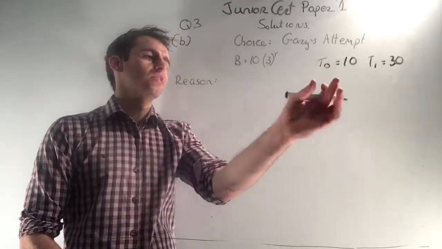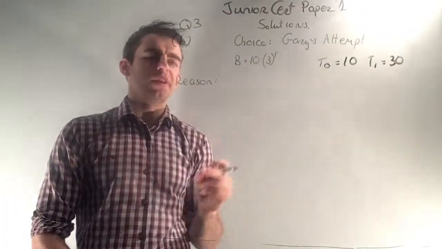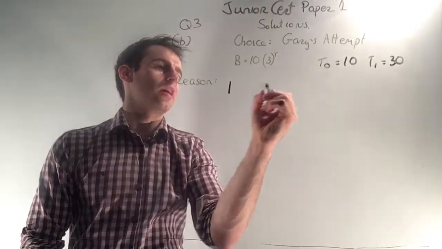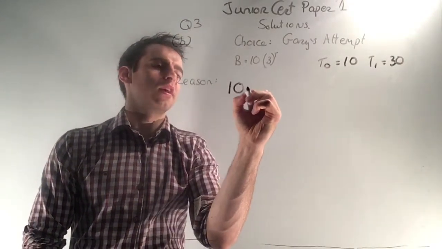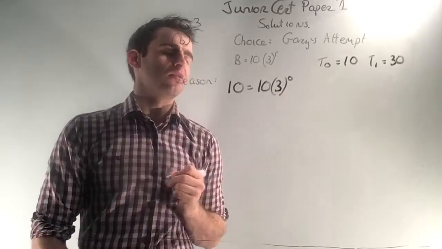So in this case, let's say I sub in t0 equals 10. That means instead of a t I put in a 0, instead of a b I can put in a 10. So if I sub in that coordinate t0 equals 10, I can say that 10 is equal to 10 times 3 to the power of 0.